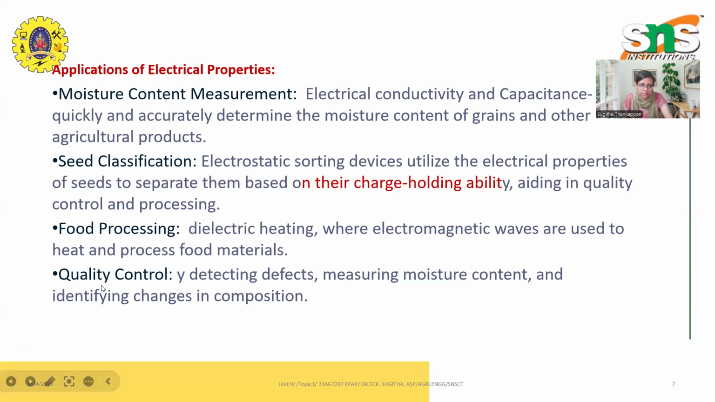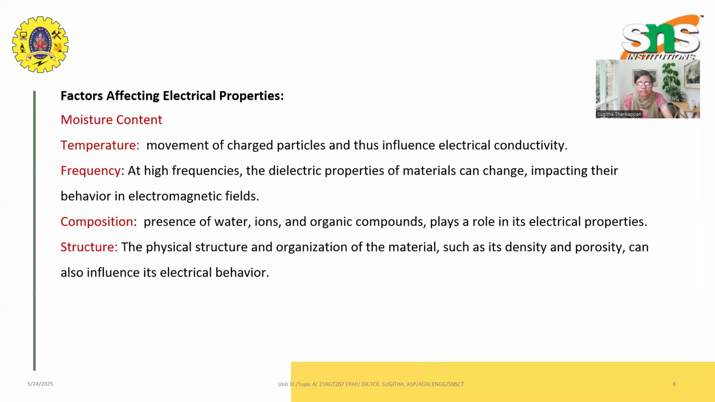Then quality control. Here these properties are useful in detecting defects, measuring the moisture content, and also identifying changes in the composition. Suppose the grain or the produce is stored for a long time or is frozen for a long time, there will be changes in the composition. So using this property, you can very well identify the quality. So it is important in maintaining the quality control of agricultural produce.